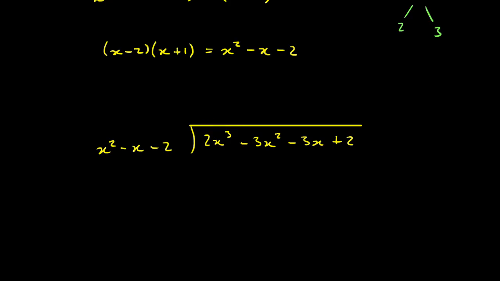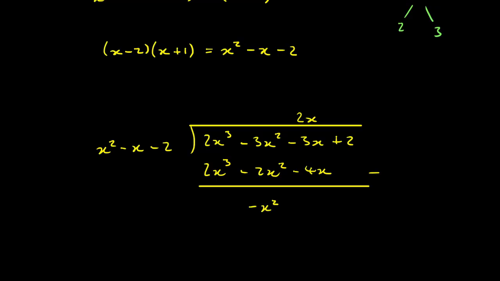We take the leading term 2x cubed and we're going to divide it by this term x squared. So 2x cubed divided by x squared is 2x. We then take that 2x, we multiply it through by the divisor. So that will give us here 2x cubed minus 2x squared minus 4x. Okay, and we're going to subtract one from the other. So 2x cubed minus 2x cubed is 0. Negative 3x squared minus 2x squared, so that's plus, is going to give us minus x squared here. Minus 3x minus 4x, so it's plus 4x. It's going to give me positive x there and plus 2 there.